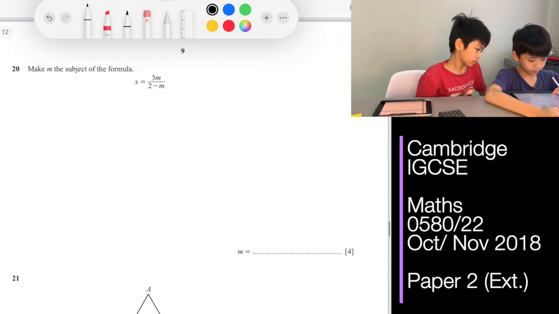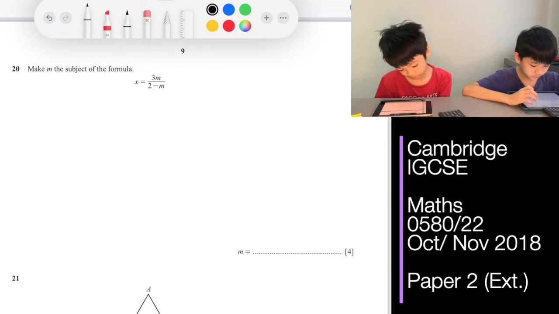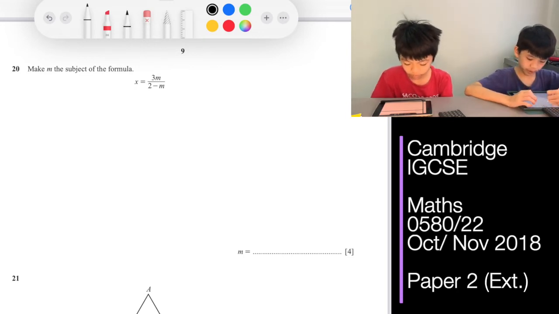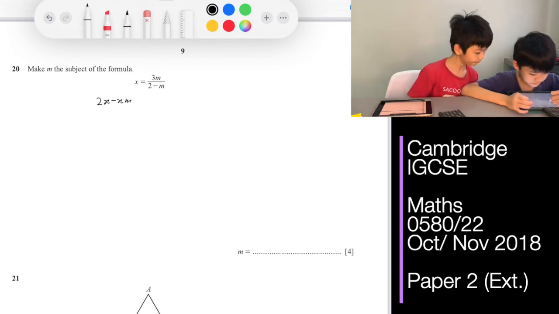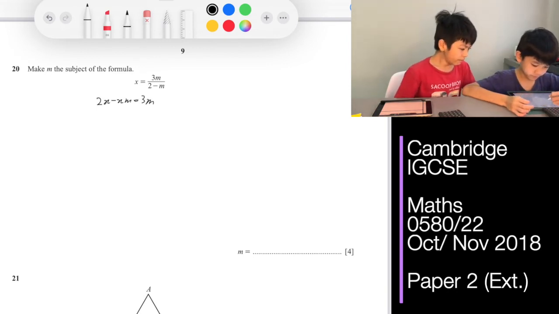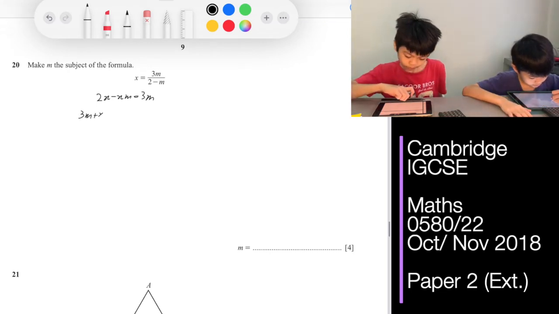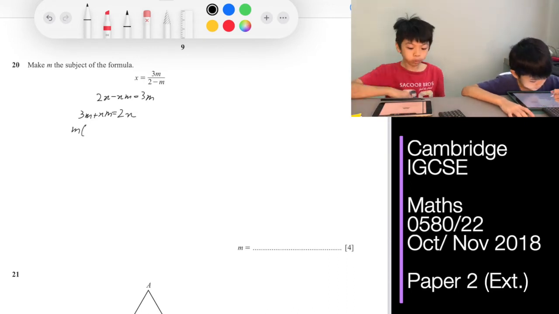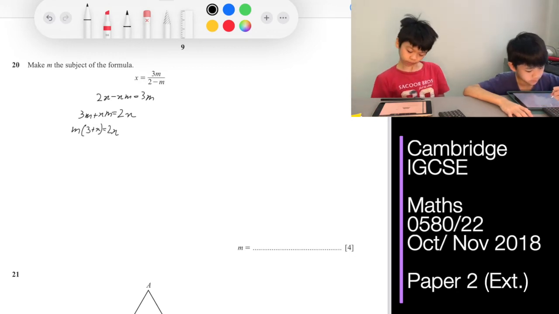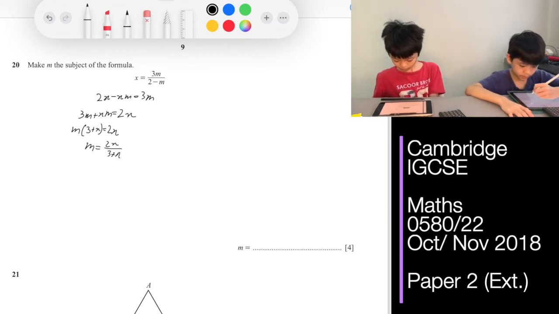Okay. For question 20, make m the subject of the formula. So first we cancel out the denominator. 2x minus xm equals 3m. Then we group all the m at one side. 3m plus xm equals 2x. Then we factorize out m. m bracket 3 plus x equals 2x. m equals 2x over 3 plus x.